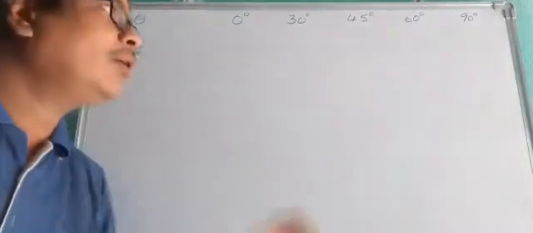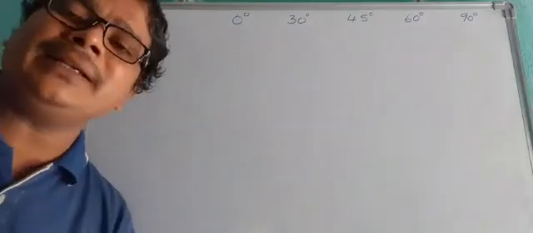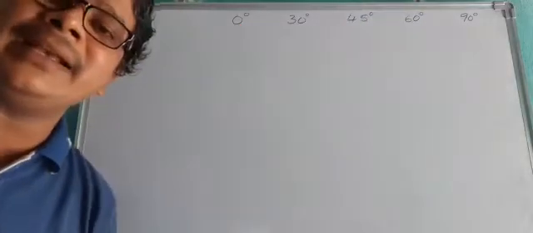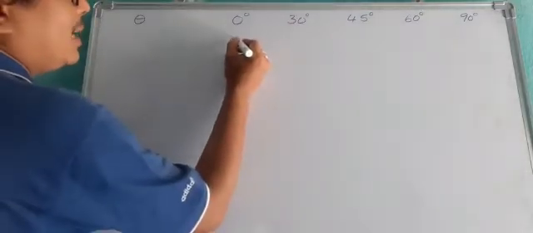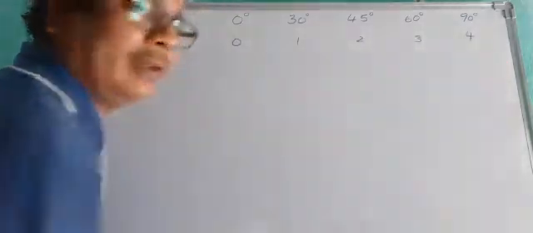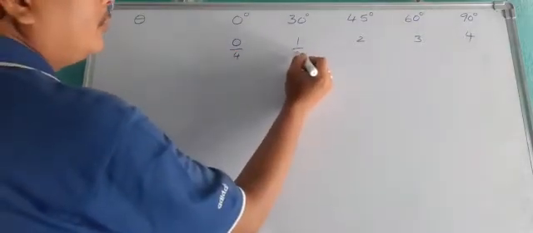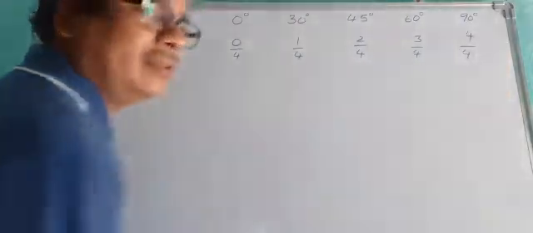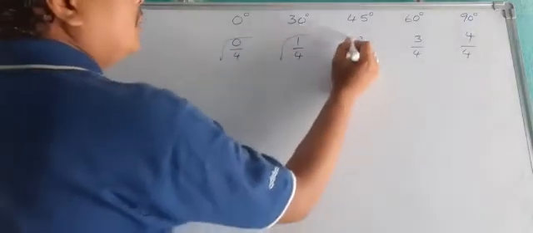Now I explain one simple technique to remember all these trigonometric ratios with specific angles 0, 30, 45, 60 and 90. What is that? You take the values 0, 1, 2, 3 and 4 and divide all these values by 4. Now we have to find the square root of it.